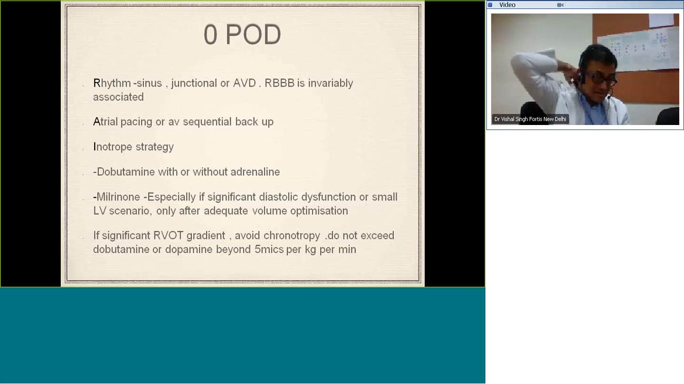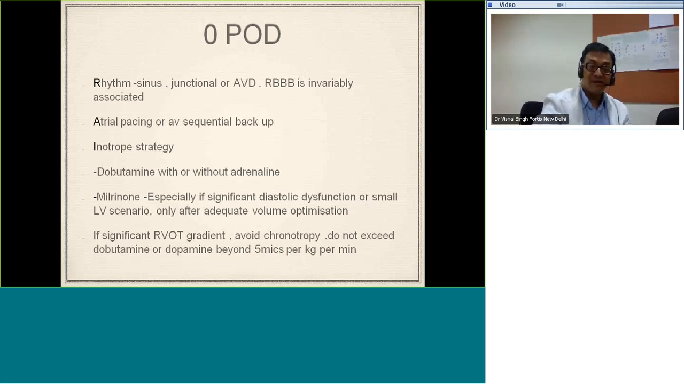Milrinone, at least in our setup, we use only in tetralogies where there's significant diastolic dysfunction or there's a small LV scenario with LV dysfunction. And the milrinone is always given only after adequate volume optimization. Starting milrinone before that will only induce hypotension, and you will end up jacking up your supports for no reason. So milrinone has to be chosen very judiciously.